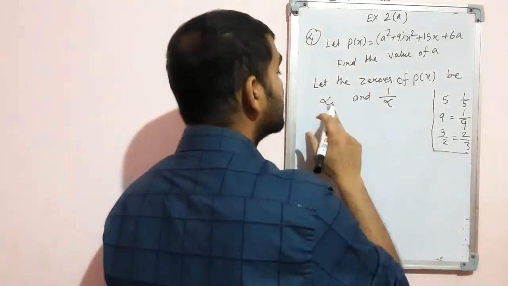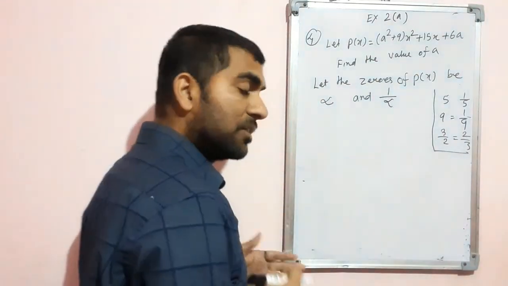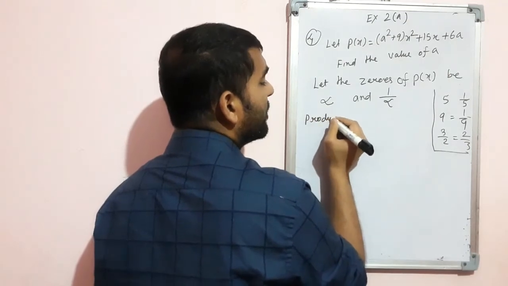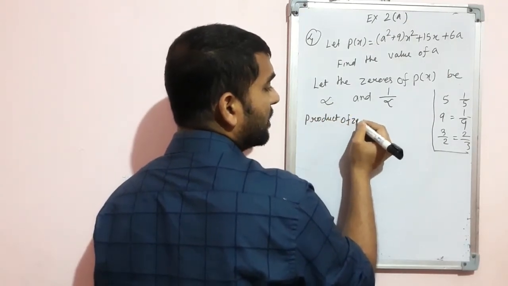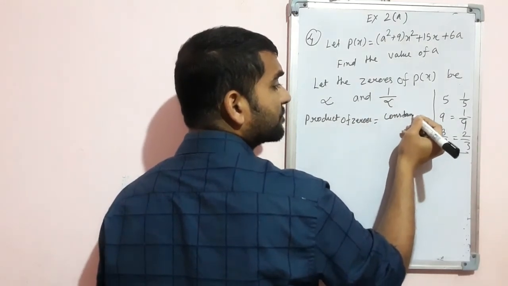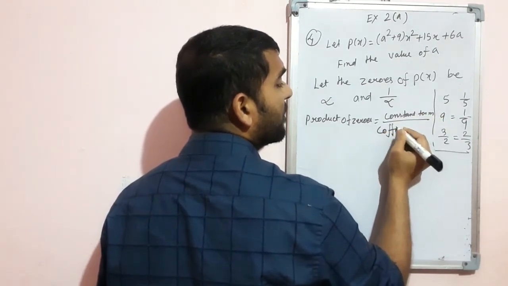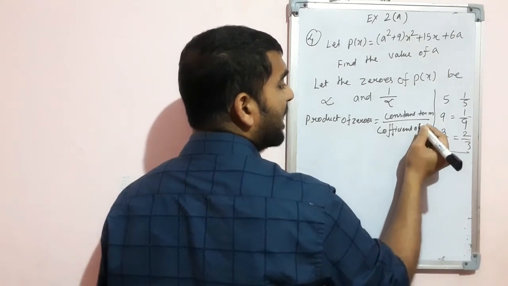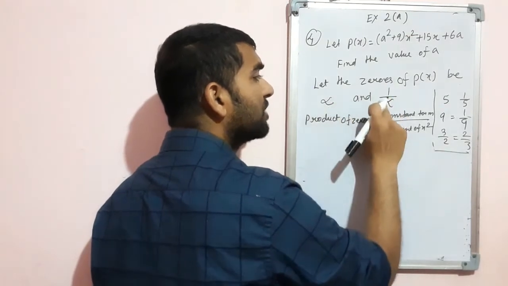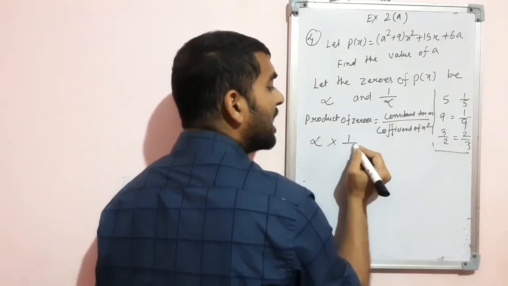Now, if we find the product, alpha will be cancelled and we can easily get the value of a. So that's why we will find the product, not the sum. We will write the product of zeros. What is the formula? You have to learn it by heart: constant term by coefficient of x square. The zeros here are alpha and 1 by alpha. Product, you know, will be the multiplication: alpha times 1 by alpha.